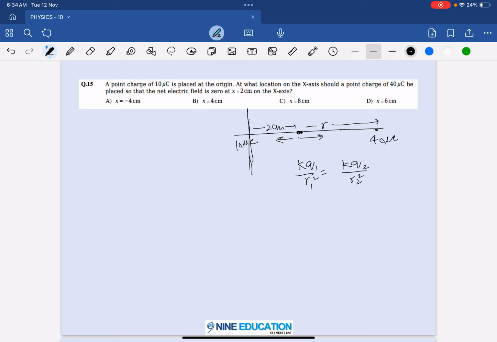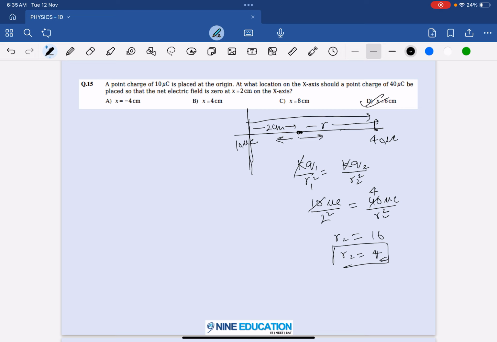Correct? So k cancels, sir. Q1 is how much? 10 microcoulomb. R1 is 2 centimeter squared, and it is going to become 40 microcoulomb divided by R2 squared. So this is going to become 10 by 4, and this is my 40, 1 by 4, and R2 square is going to become basically 16. So R2 is going to become 4. If R2 is 4, from here to here, how much distance is it going to become? It would be 6.